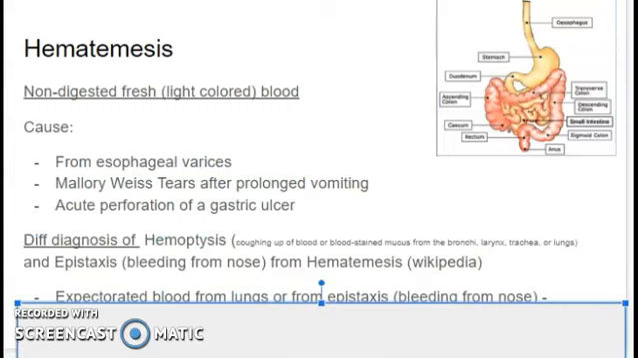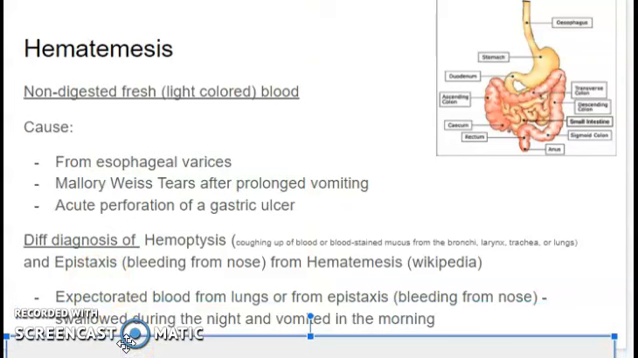The diagnosis of this, so hematemesis in general, not only non-digested blood, has to be differentiated from hemoptysis or epistaxis. That's the main thing you need to differentiate it from, and that is going to be expectorated blood. Hemoptysis is basically blood that comes from your lungs.